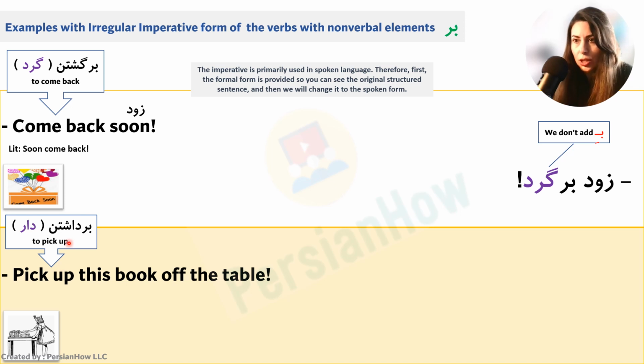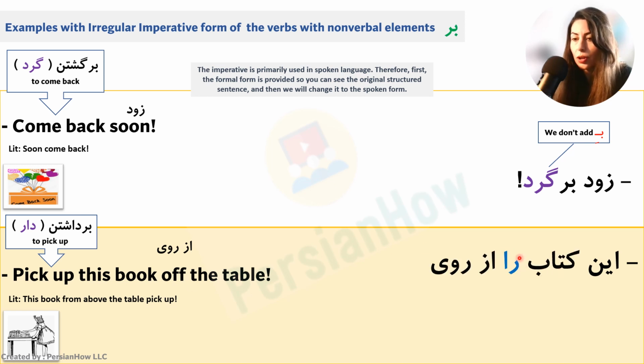Next one, pick up this book off the table. So bardashtan is to pick up. Dar is the present stem. And then off is az ruye. So when we want to pick something off, for example, like this glass off the table or anything, we use the preposition az ruye, which literally means from above. And then table is miz. So we need to say this book from above the table, pick up.